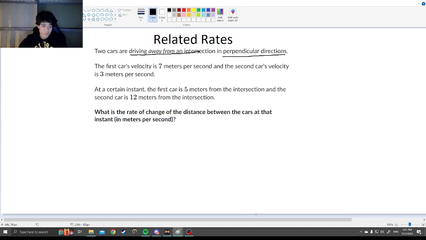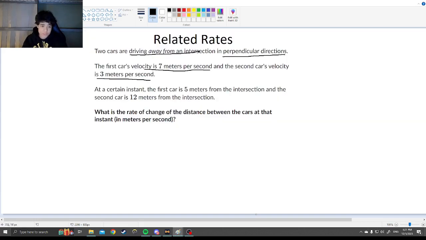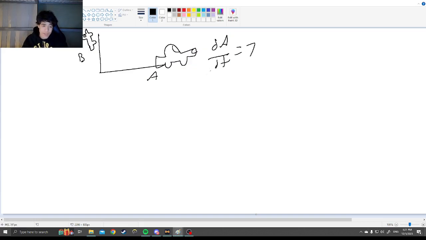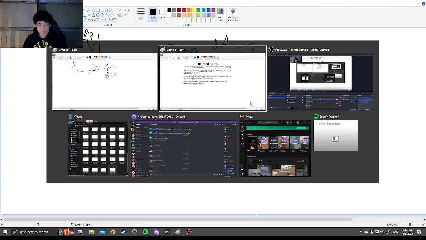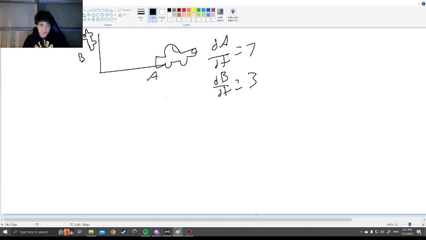What's next? The first car velocity is 7 meters per second, and the second car's velocity is 3 meters per second. Okay, so let's call this car A, and let's call this car B. The velocity is dA over dt. So that's going to be our first car. The velocity is 7 meters per second. And the velocity of the second car, dB over dt, is 3 meters per second. We know that the first car is 5 meters from the intersection, and the second car is 12 meters from the intersection. So this length here, length A, is 5, and length B is 12. So A equals 5, B equals 12.